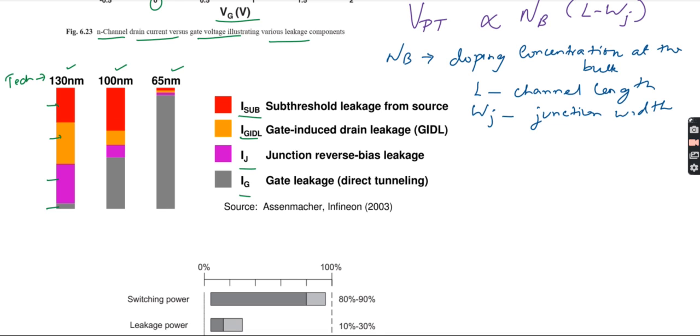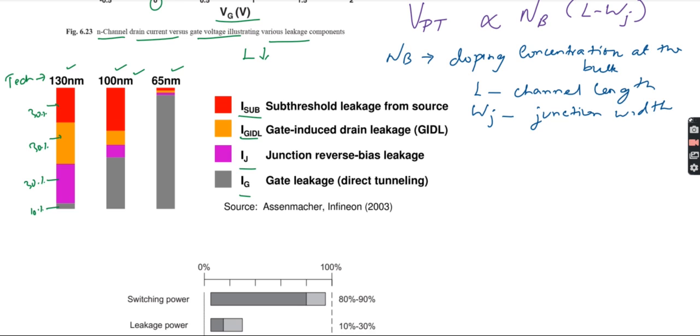You can see the 130 nanometer. If you see, the gate leakage tunneling will be around 10%, for example. The rest of the things will be 30% each. The junction reverse bias will be 30%, gate induced leakage around 30%, then subthreshold leakage also around 30% in the 130 nanometer. Now what happened? Your length gets reduced, that is the short channel, right?